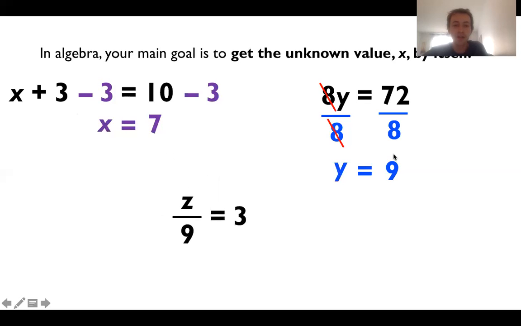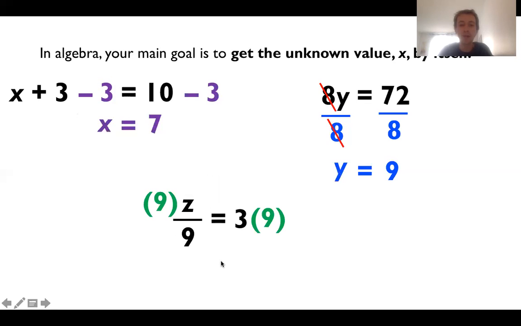This is another example that we did very quickly. I don't like seeing fractions here, so I'm going to get rid of it. This is Z divided by 9. The opposite of dividing by 9 is multiplying by 9. So I'm going to times the left by 9, but that means I've got to times the right by 9. This gets rid of that bottom 9. It leaves me with just Z on the left. And that means Z is equal to 3 times 9, which is 27.